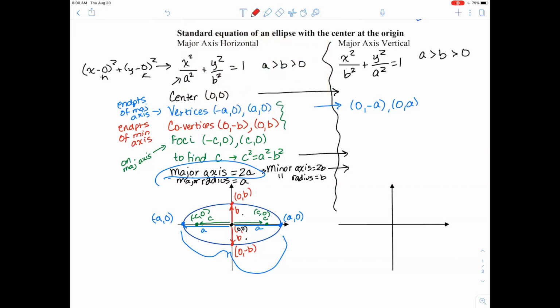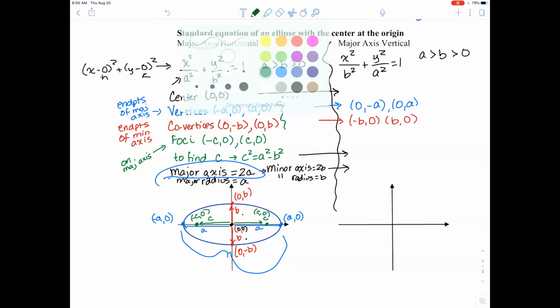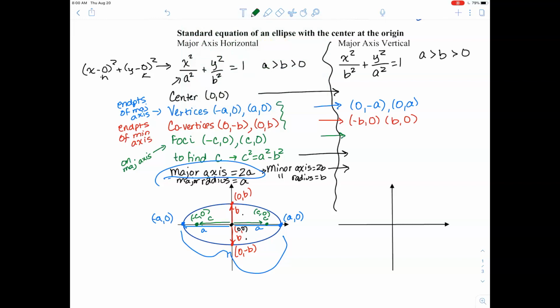Okay, your co-vertices are going to be on your horizontal axis, and that's your B term. So that'll be (-b, 0) and (b, 0). And then your foci will be on your major axis, and so that'll be your vertical axis. So that affects your y coordinate. So that would be at (0, -c) and (0, c). And then all of this other information is the same.